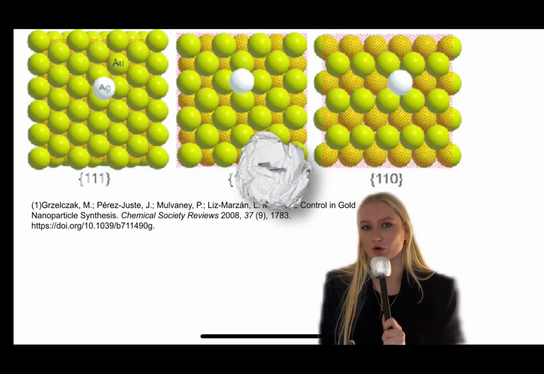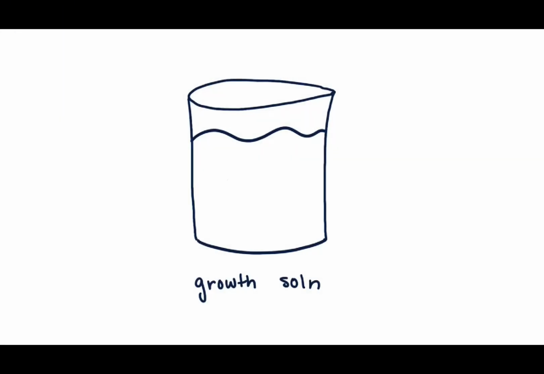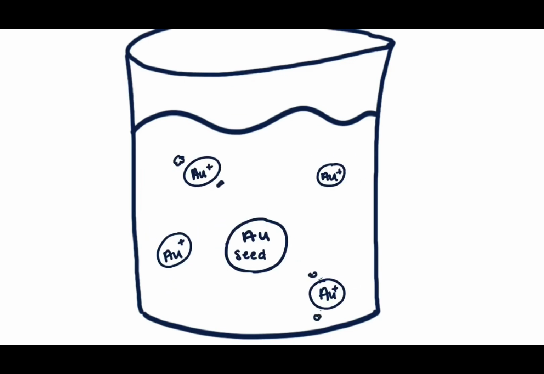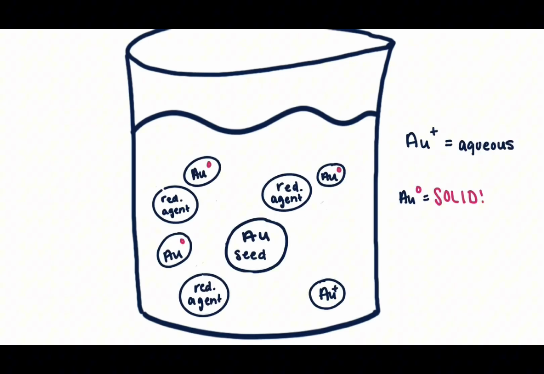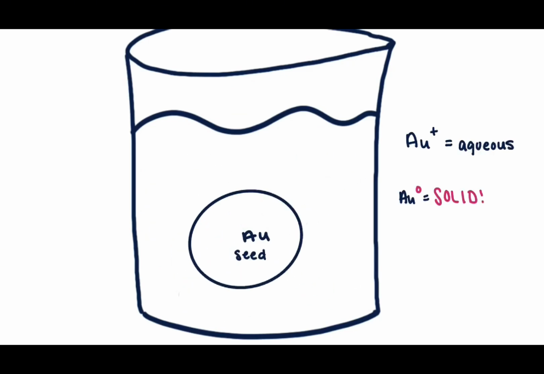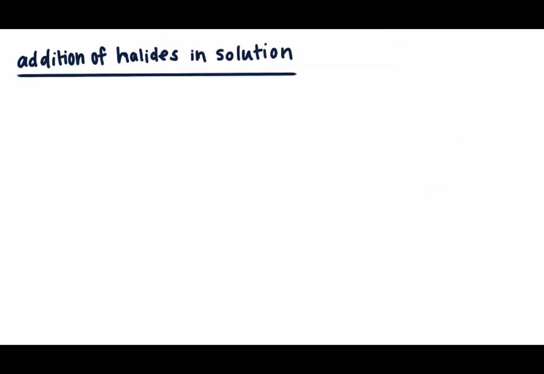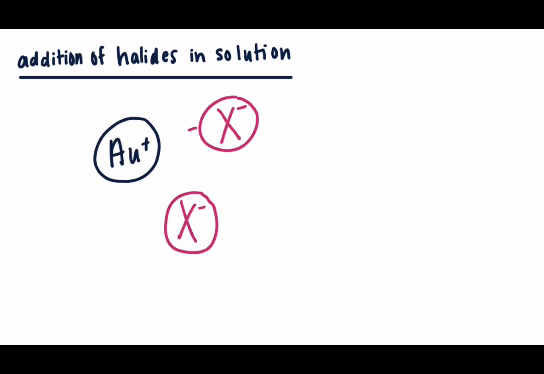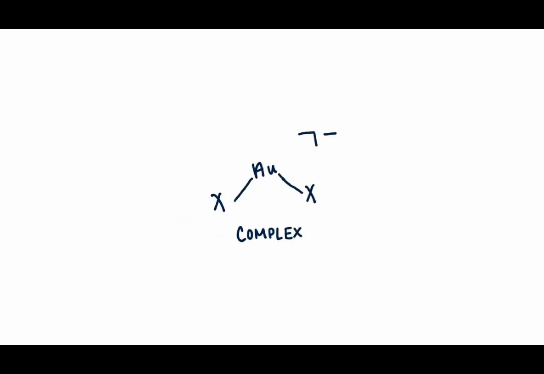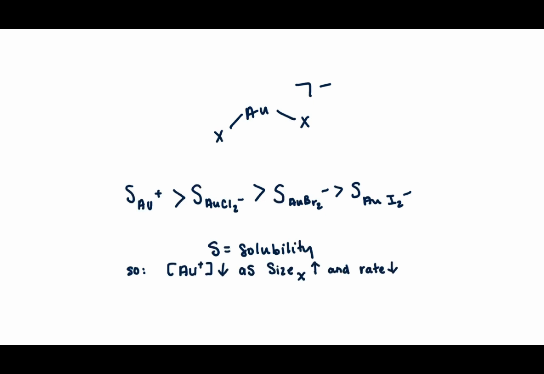morphology of the nanoparticle. Remember that the two key components of the seed-mediated growth mechanism are the reduction of aqueous gold cations to solid gold particles and the binding of those particles to the gold seed, which grow the seed to a nanoparticle. How do halides affect the growth rate? Firstly, the gold ions coordinate with the halides to form complexes which are less soluble in the growth solution with increasing halide size. As such, it decreases the concentration of gold ions, thereby decreasing the rate.